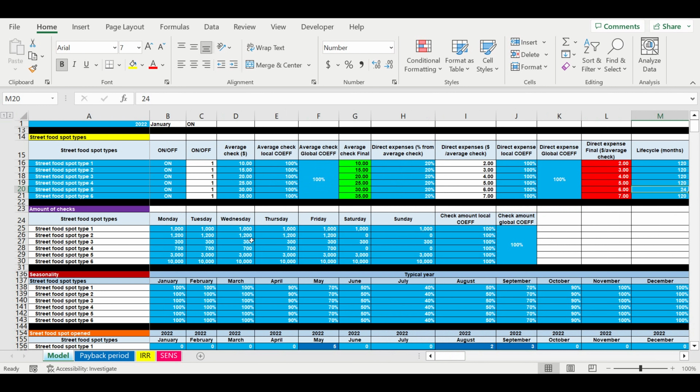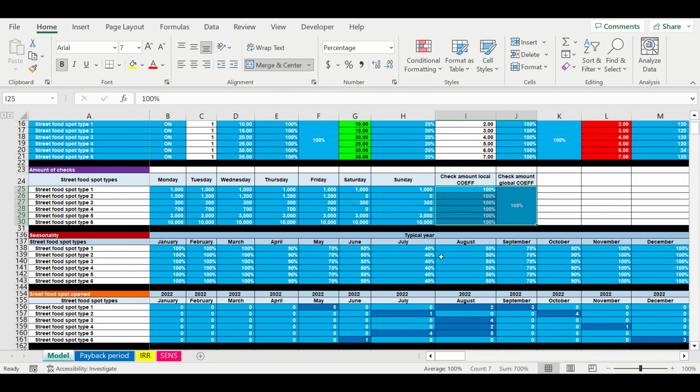Then we are moving to the amount of checks. We are describing the portrait of each type of street food spot. We are taking the typical week of its operating activity, from Monday to Saturday. Here we also have coefficients for the amount of checks. We have coefficients for average checks, and we have the local and global coefficients for the amount of checks. So we have coefficients for both components of the revenues. This is also very important.